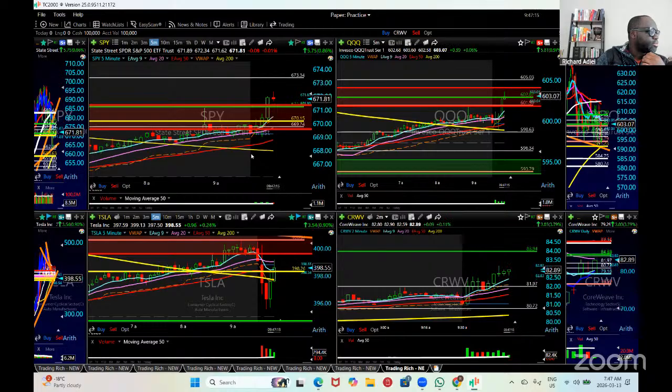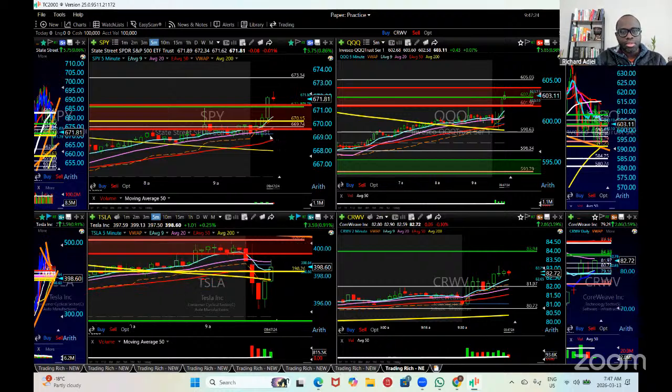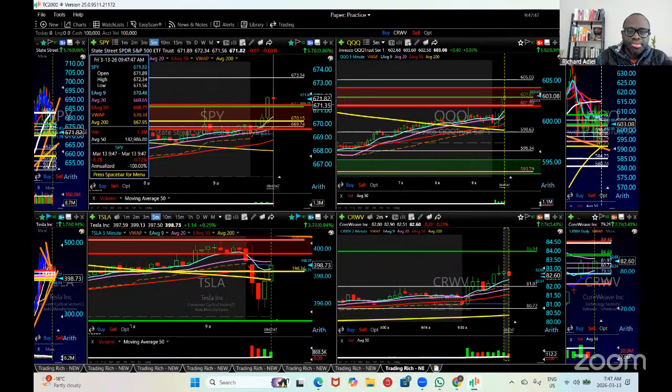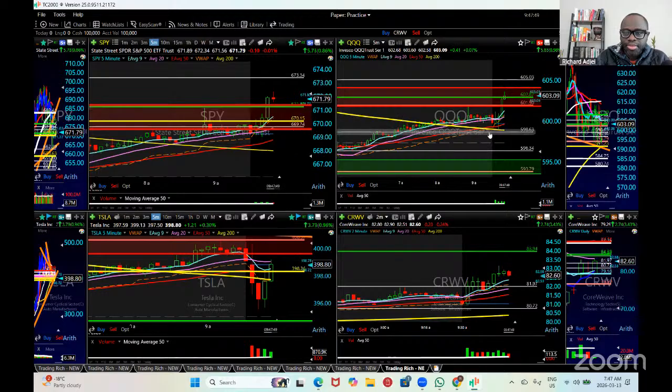Let's get this to move. Let's push up, guys. Nice move so far. So I expect a retest of this. That's typical. I expect a retest of this, and then it can go from there.